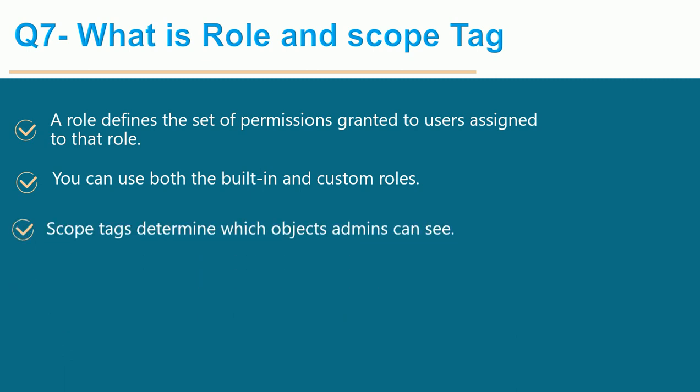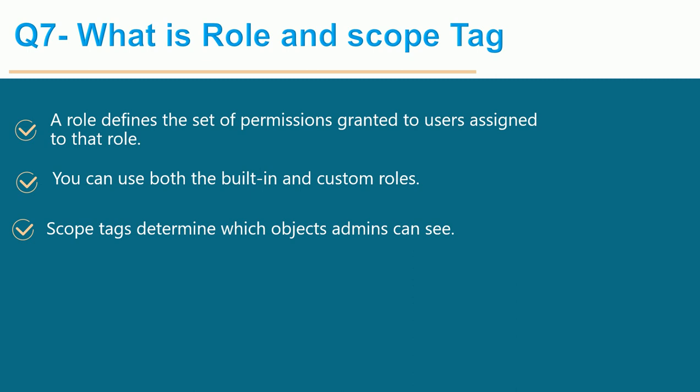Now, scope tag. What is a scope tag? A scope tag determines which objects an admin can see. When you create a scope tag and attach it to an object, like a device, it depends on whether the admin has access to that particular tag or not. If the tag is assigned to a device and the admin does not have access to that tag, the admin cannot see it. If he has access to the tag, then only can he see it.